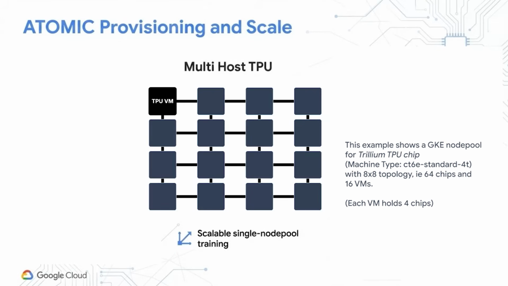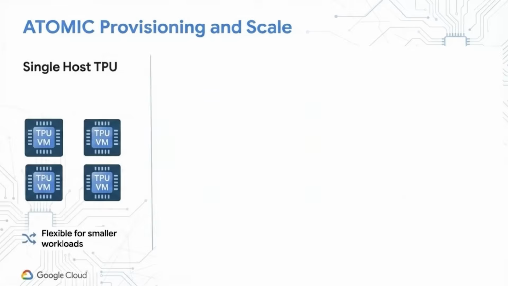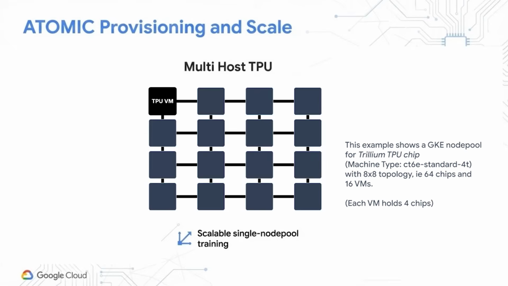So that's like 4 cross 4 cross 4, which is 64 chips. I'm showing you about 64 chips in here because each VM, let's say, has 4 chips, for example. And then each VM is now interconnected to all the other VMs. As we saw in single host, they were not interconnected. Now you are interconnected to get the power. This is how you scale.